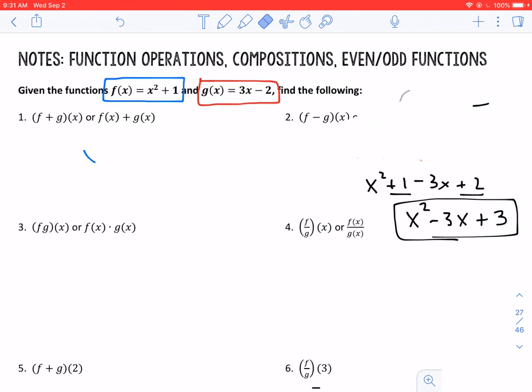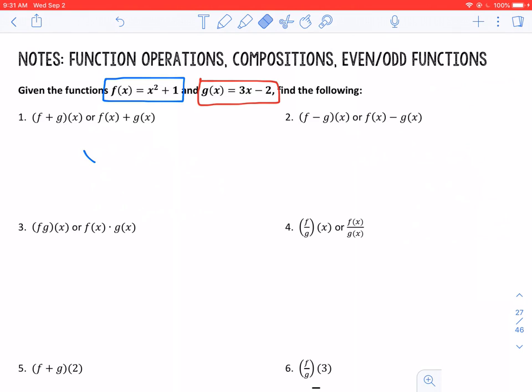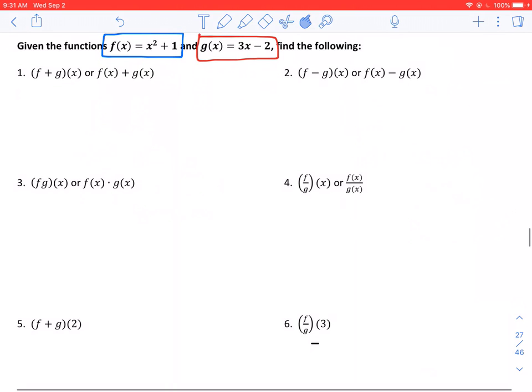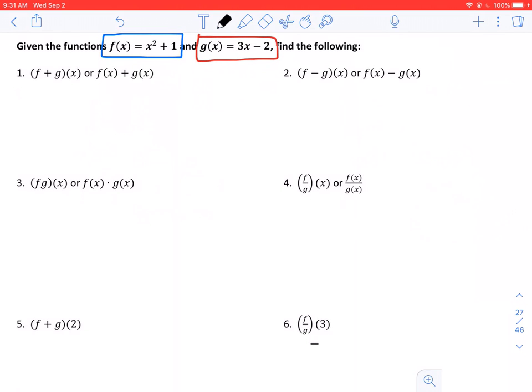In part 3 here, example number 3, we're going to find f times g of x. F times g of x. And just like every single time we have a function operation, f times g of x, we're asked, oh, that's really just f of x times g of x. These are the same thing. So be familiar with both ways of asking it. Did I ask you f of x times g of x, or did I ask you f times g of x? Those are the same thing.